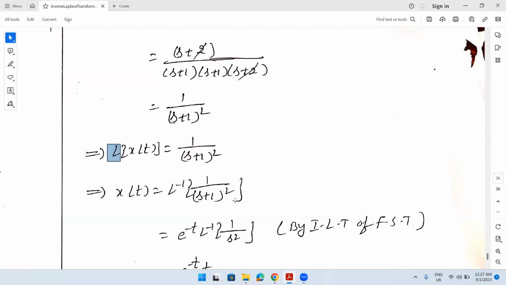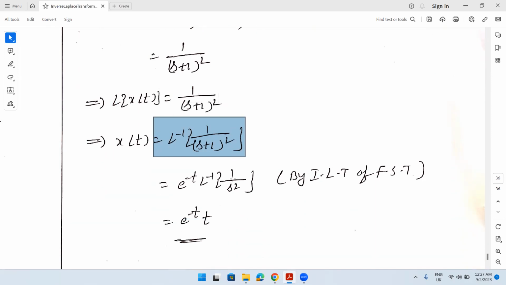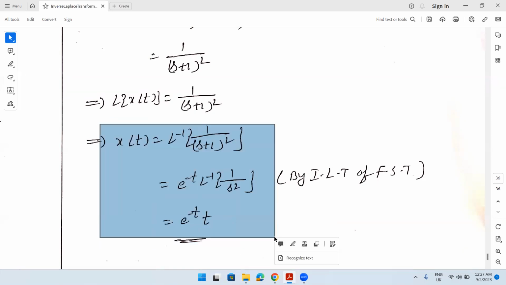Take L to the right hand side, we get L inverse of 1 by s plus 1 whole square. Here we apply the first shifting theorem. No need of convolution theorem or partial fractions. So directly, what is the first shifting theorem? Shift s plus 1 to s. 1 by s plus 1 whole square becomes 1 by s square, and e power minus t, since s minus a is s minus of minus 1. What is L inverse of 1 by s square? It is t. So x of t is equal to t into e power minus t. This is the direct particular solution.